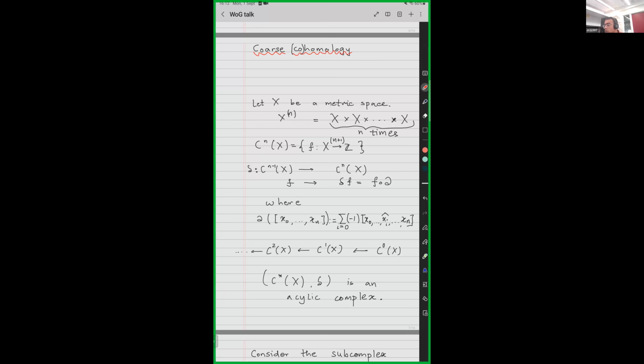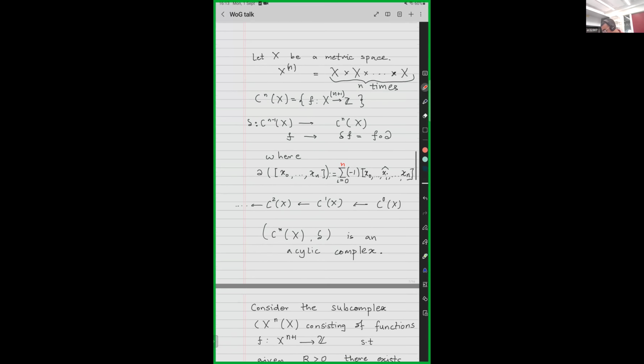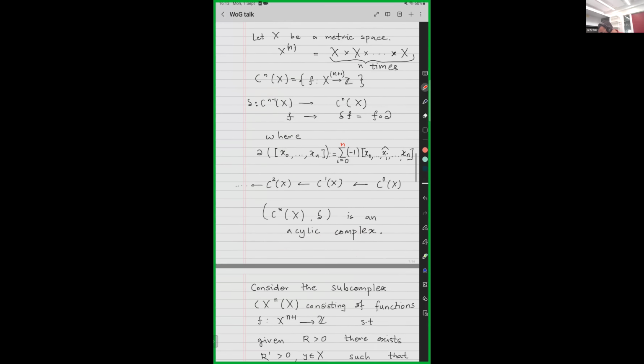And there's a natural cochain map going from C^(n-1) to C^n, which is given by F goes to F composed with delta. So here delta is the usual boundary map that you have, where you take an alternating sum of faces, right? And you get a chain complex out of this, but it's an acyclic complex. Nothing interesting is happening here. Cohomology at any particular index will be trivial here, right? And as you can see, even though X is a metric space, we have not made use of its metric structure here. So that's to be expected, right?